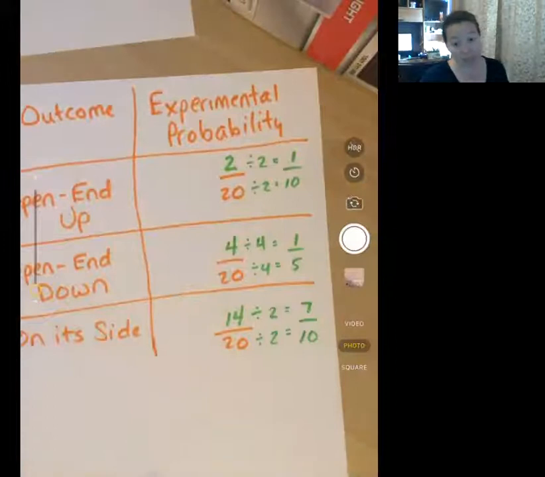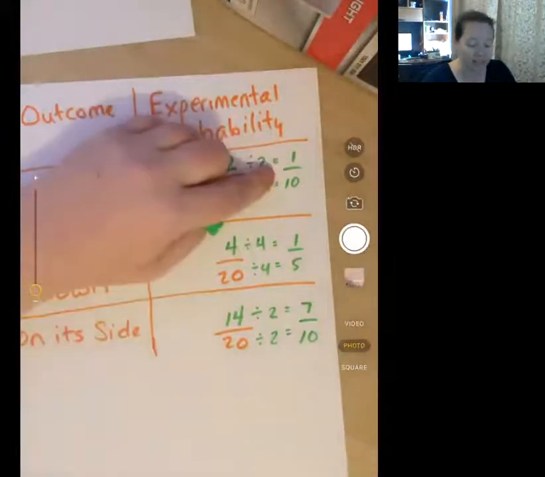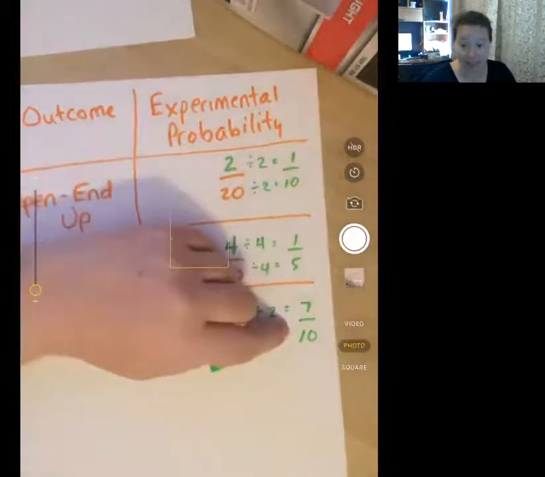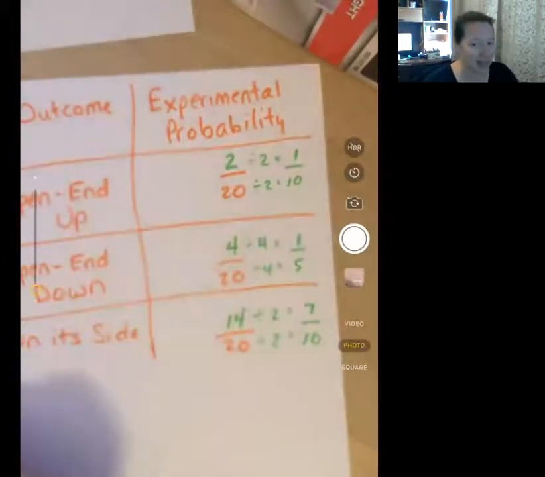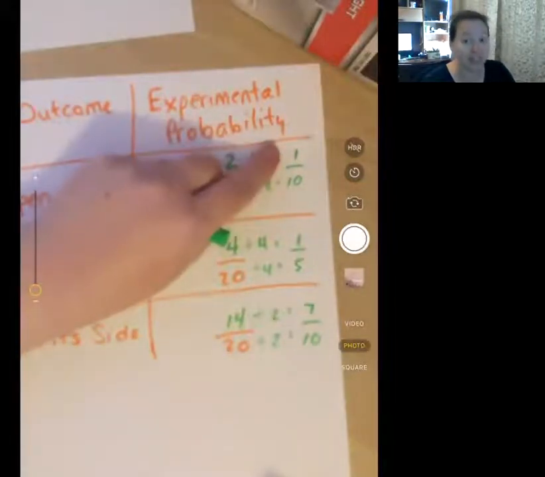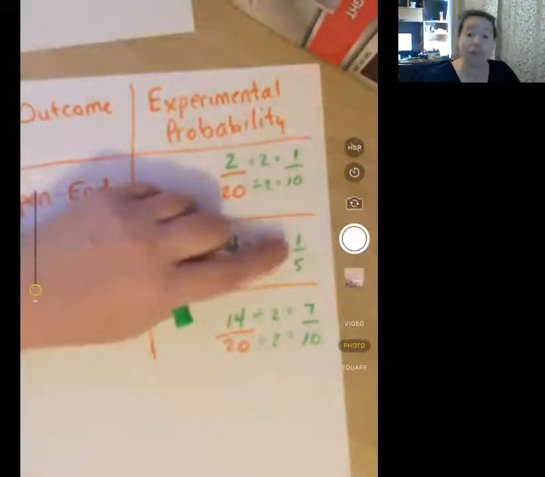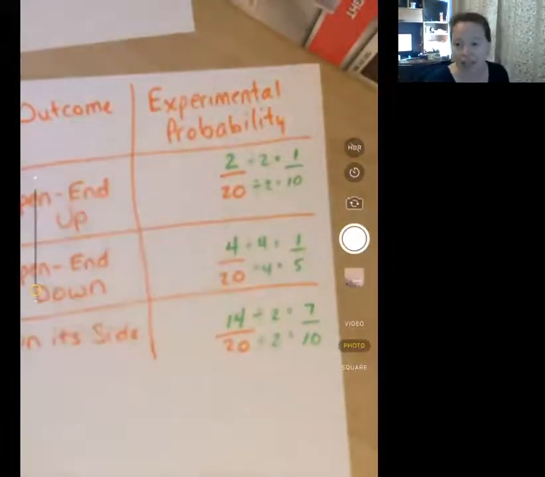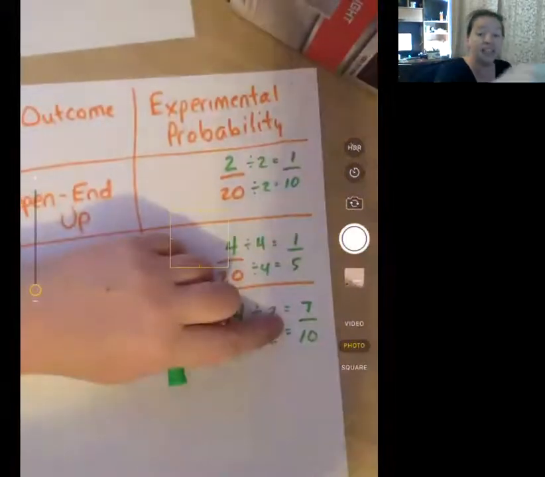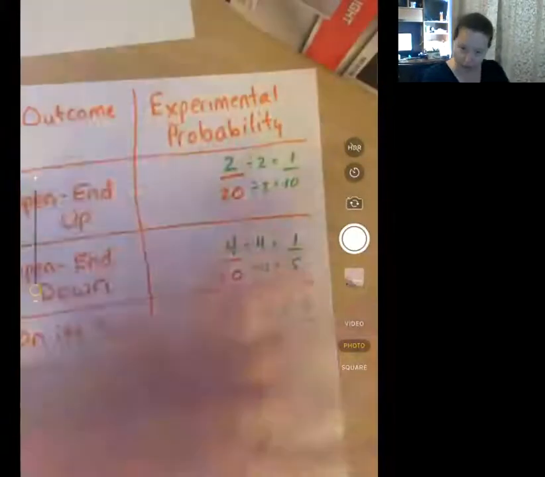So I end up with, instead of 2 20ths, 4 20ths, and 14 20ths, 1/10, 1/5, and 7/10. That is how likely it is to happen. So if you throw it 10 times, one of those times, it'll land top up. If you throw it 5 times, one of those times, it'll end bottom up. And if you throw it 10 times, 7 of those times, it'll end up on its side. That's how we read this. That's how we interpret this.